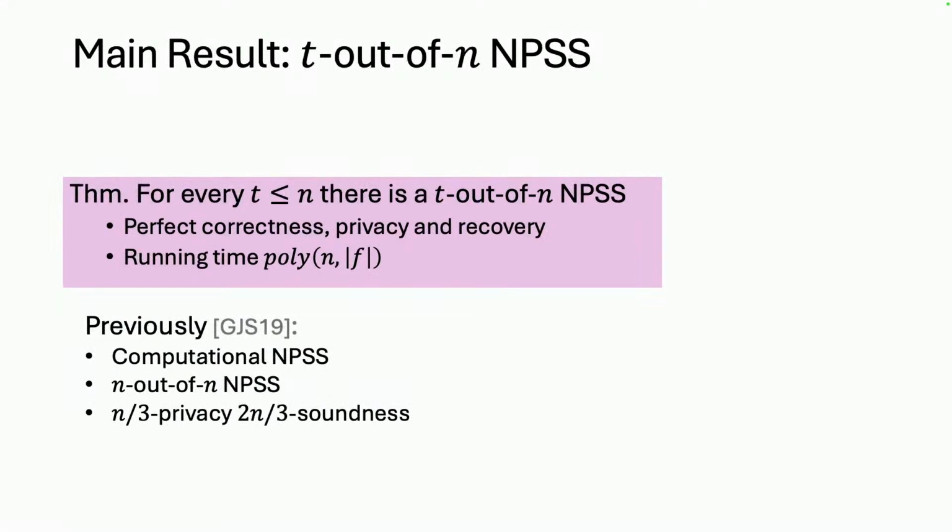Previously, Goyal et al. had some computational variant of NPSS. They were able to construct n out of n NPSS, and an NPSS where you have a big gap between the privacy and the correctness threshold. So that was the previous result.